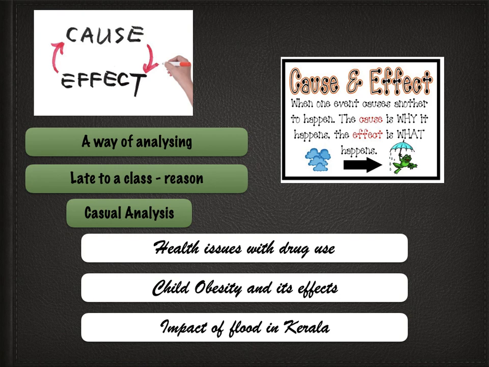So the effect will come into place only because of a cause. Otherwise, there is no effect. So they are interconnected, they are interdependent in a way, you can say. So the examples can be health issues with drug use. So only when you use drugs you would be having health issues. So this is how the cause effect relationship would take place.